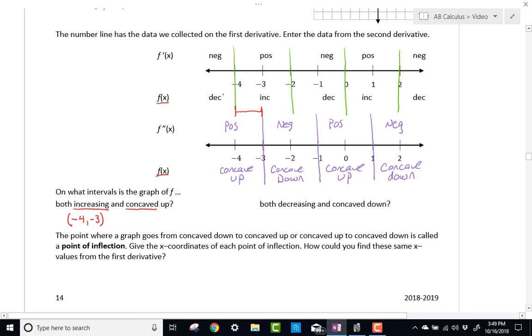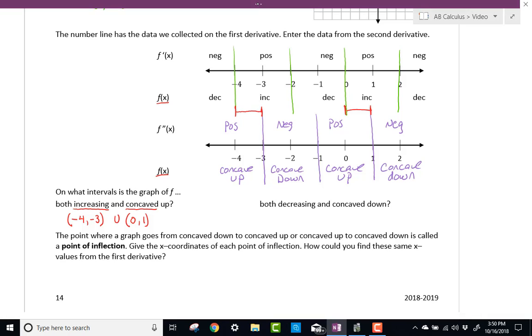So again, I need to be increasing. So if you go to the next interval, -3 to -2, f of x is increasing, but it's concave down. Then f of x goes to decreasing, which we don't even want. We want increasing. So then I go back and I find where f of x was increasing, and I find that it's concave up from 0 to 1. Alright? So I have two intervals where we're both increasing and concave up. -4 to -3 and 0 to 1. Okay? That's the first one.